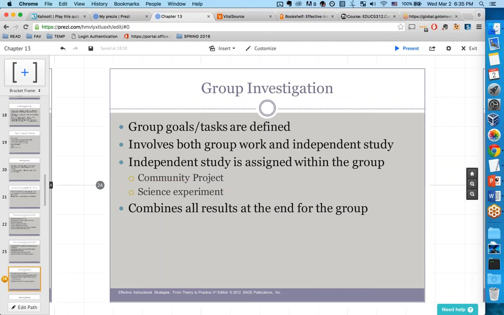There's group investigation. So in these types of settings, group goals are defined. This involves both group work and independent study. Not necessarily is it always independent study or group work, so it's kind of like a combination of both. This would be a community project or science experiment. These are some examples. So later you combine all of your results, all of your findings at the end for the group.